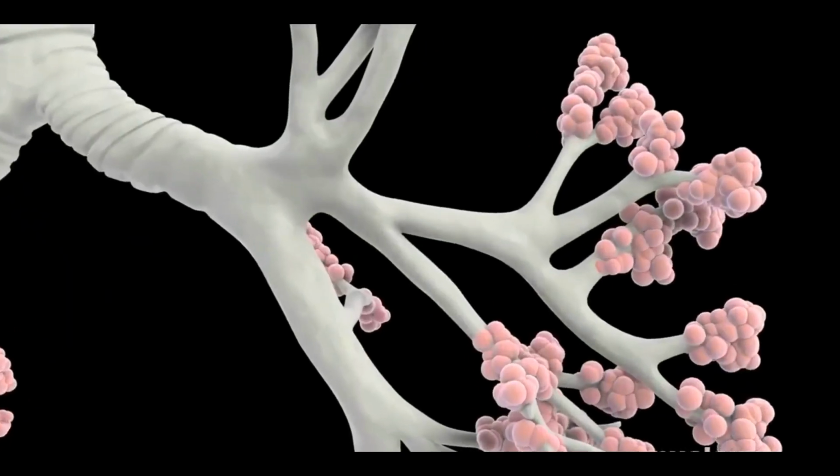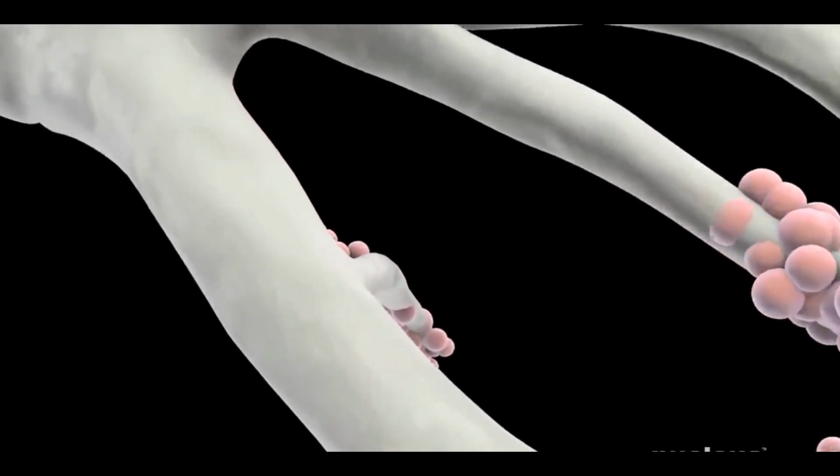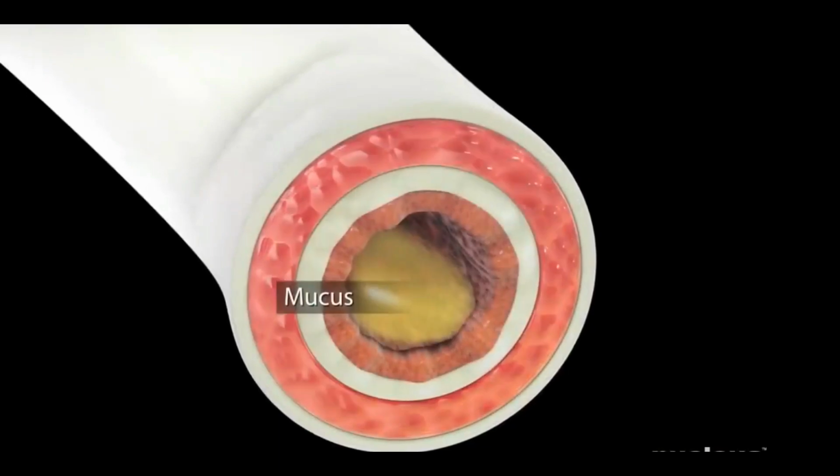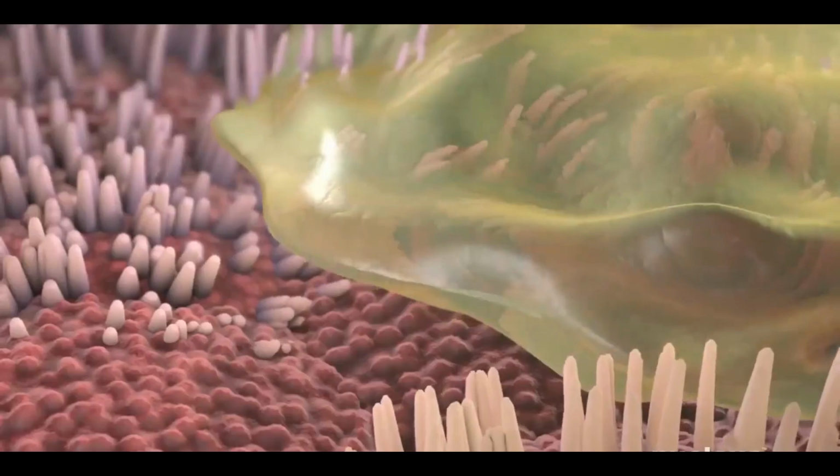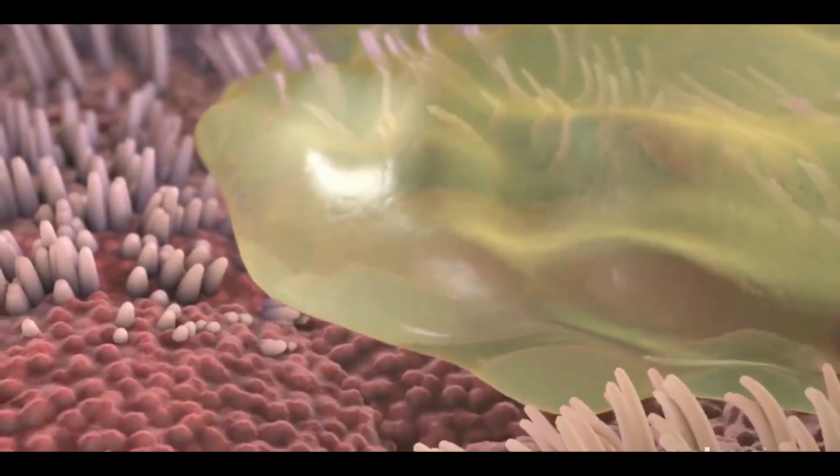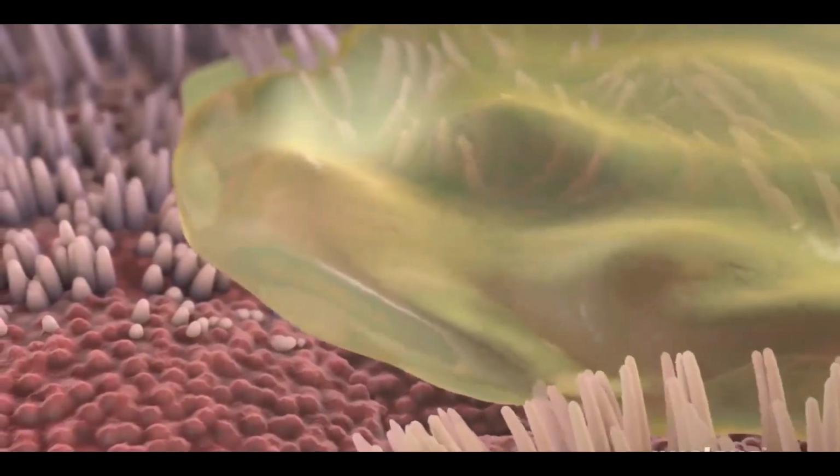Remodeling of lung tissue. Long-term inflammation and damage lead to structural changes in the lungs. This includes remodeling of the airways and destruction of lung parenchyma, altering the normal lung architecture and function.